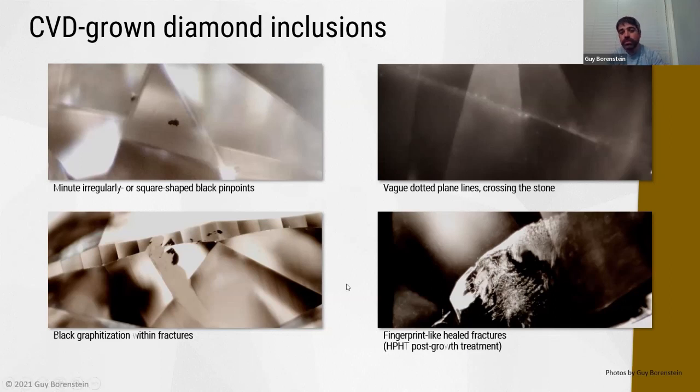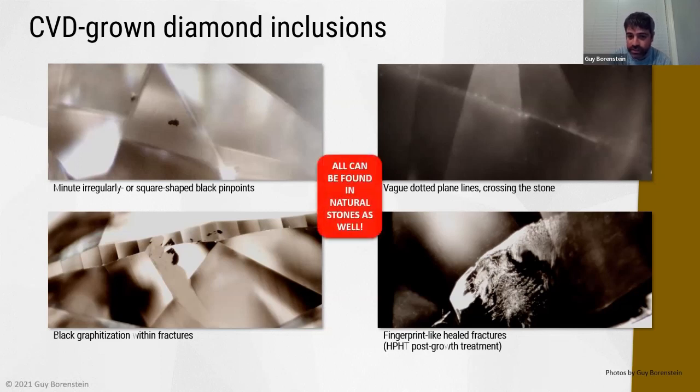Now, most importantly, contrary to HPHT, where we say that the metallic cluster is unique, in CVD, all of these inclusions can be found in natural stones as well. So if you see this inclusion, it doesn't mean that this is a CVD stone, but you need to suspect and investigate a little bit more.